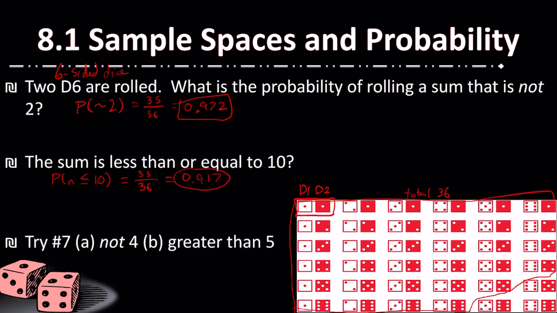Why don't you pause this and try number 7. Probably it's not 4, and then greater than 5. First one is about 0.92. The second one is about 0.72.